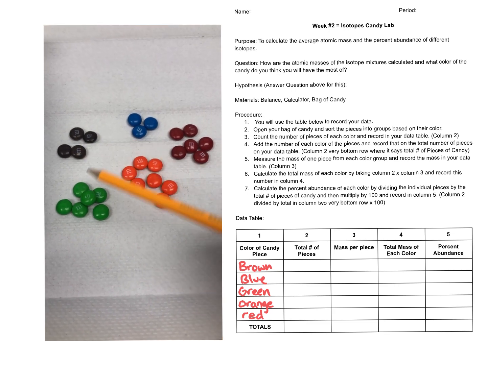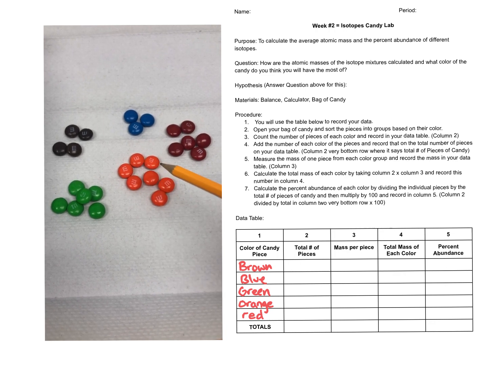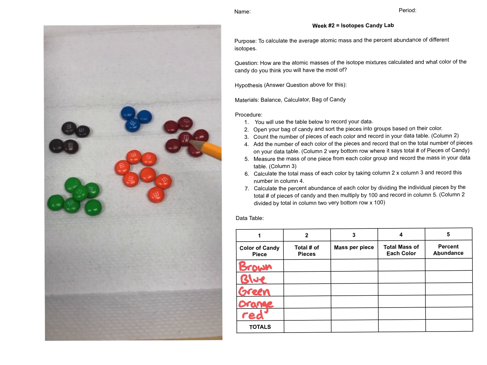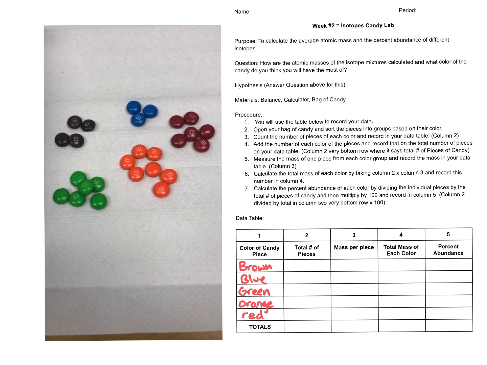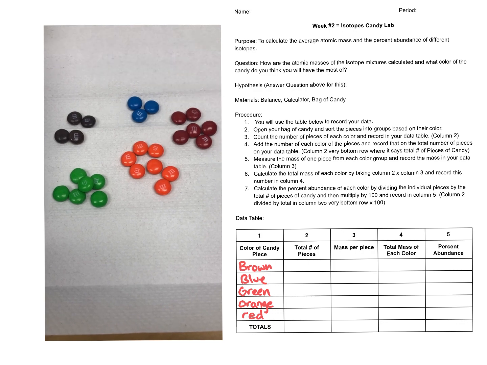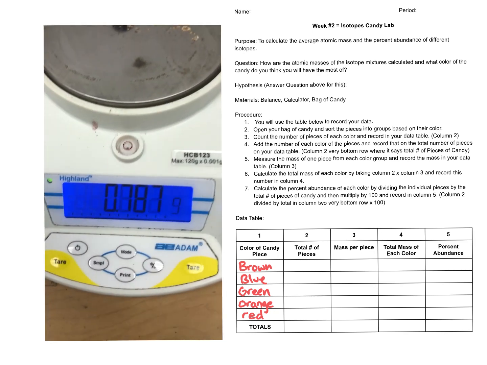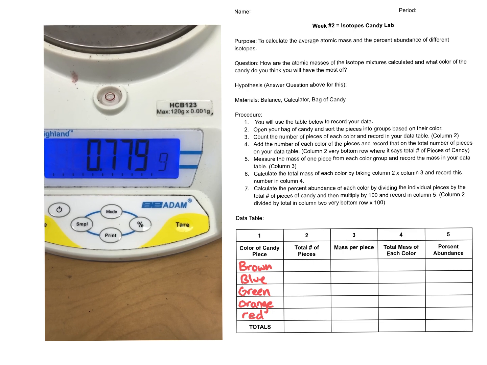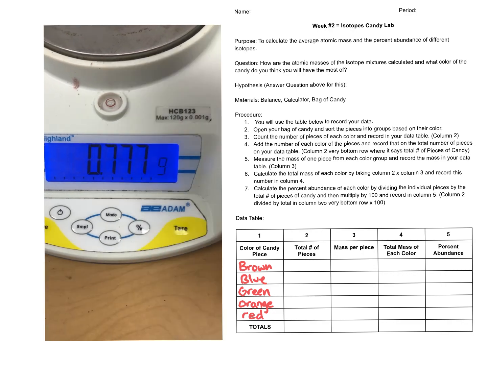1, 2, 3, 4. 1, 2, 3, 4, 5, 6. 1, 2, 3, 4, 5, 6, 7. 1, 2, 3, 4, 5, 6. 1, 2, 3. Okay, the next thing that we need to do is get a weight for each color, or mass per piece. We're going to take the brown, got that. 0.78, let's go with, there we go, 0.775.